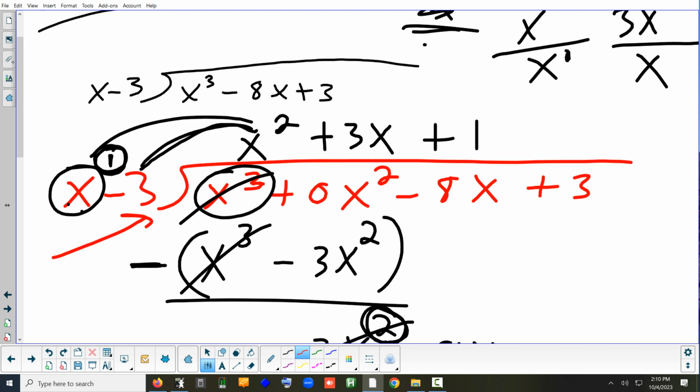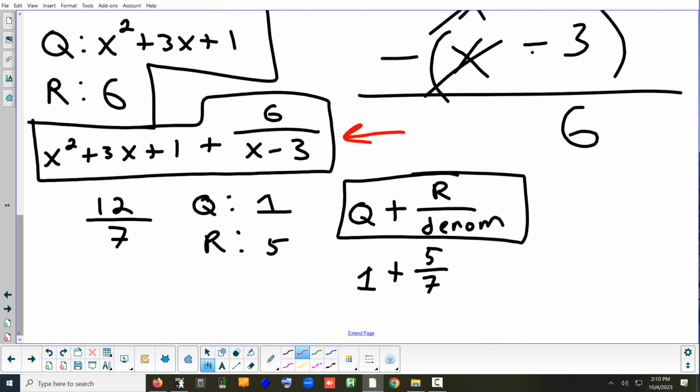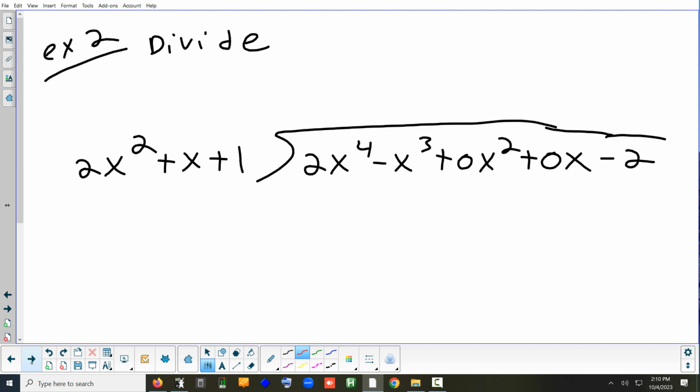You don't just want to sit here and keep guessing. Okay, let me try x minus 2. Let me try x minus 5. There's a better way to figure out what is a factor. Okay, but we just showed that that one is not. A question on that one? Let's try another one.